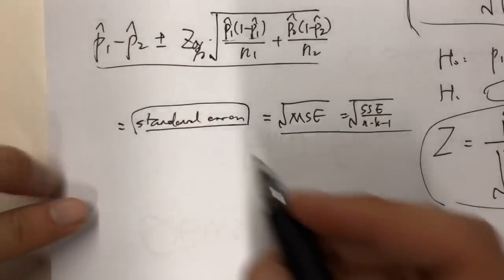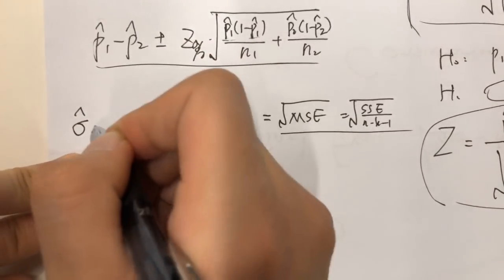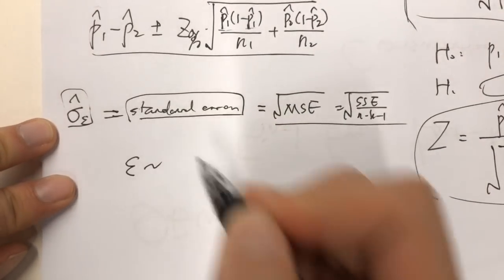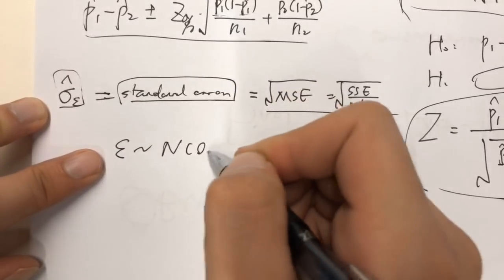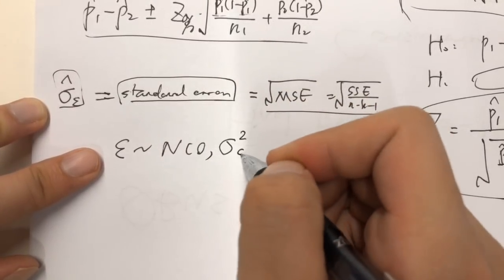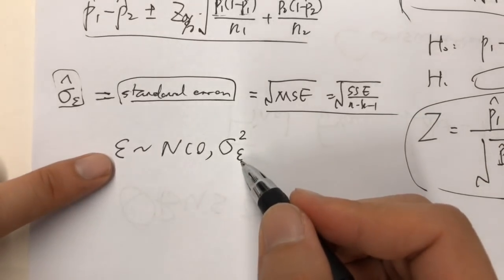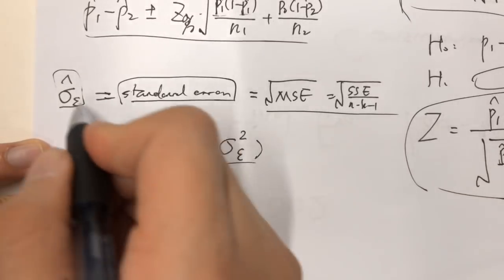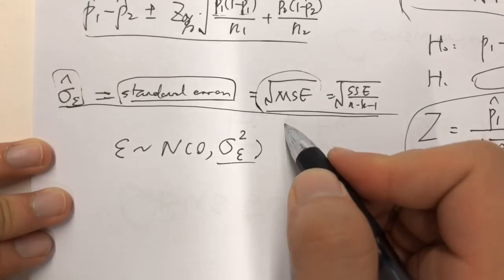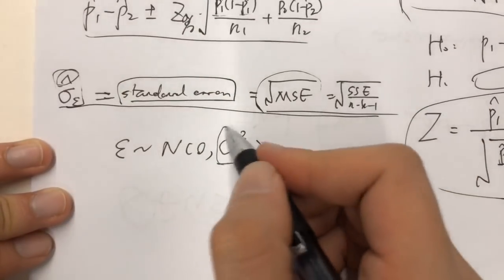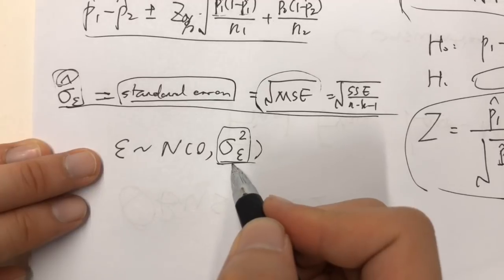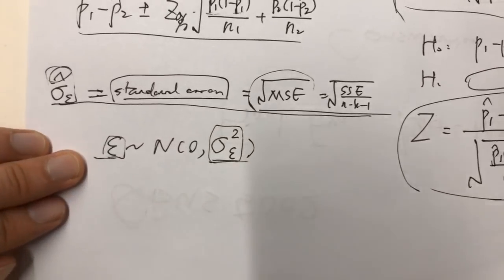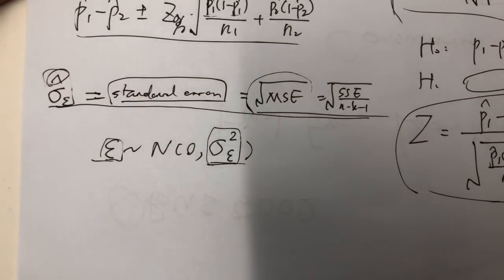It is actually sigma hat, sigma epsilon hat. Hopefully you all remember our epsilon follows a normal distribution with mean 0 and a variance of sigma epsilon squared. So this standard error, or square root of MSE, is just an estimate of the population standard deviation of the error term. All right, next one.